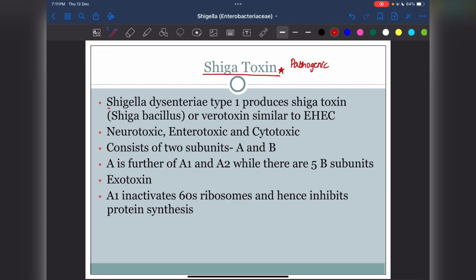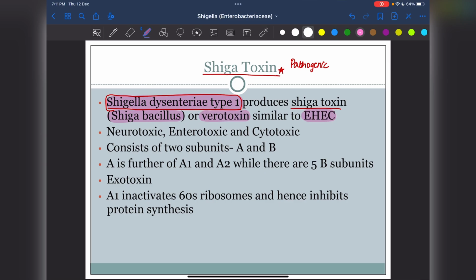So Shigella dysenteriae type 1 produces Shiga toxin. The only member to produce Shiga toxin is Shigella dysenteriae type 1. That is why Shigella dysenteriae type 1 is known as Shiga's bacillus. The other name for Shiga toxin is verotoxin, and this is similar to EHEC.